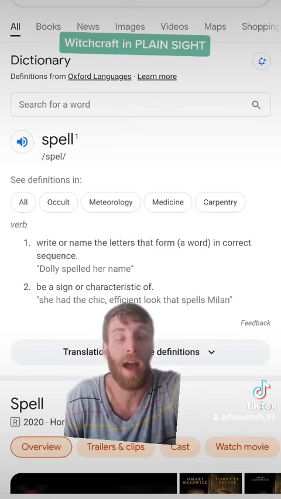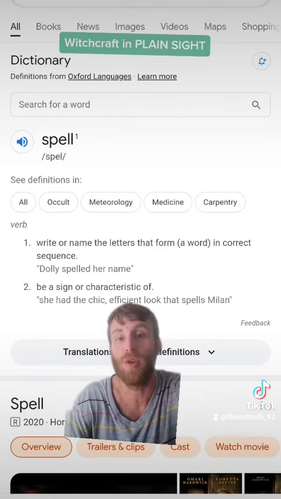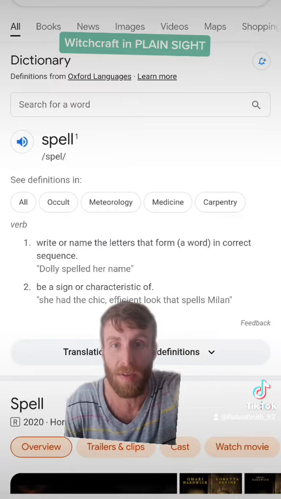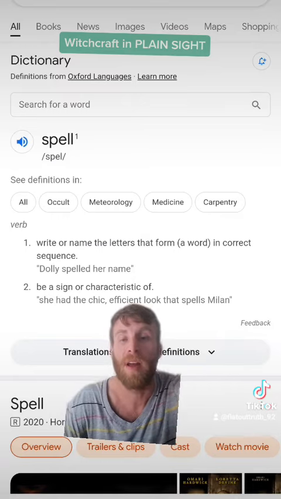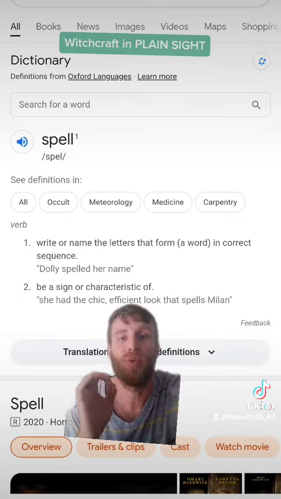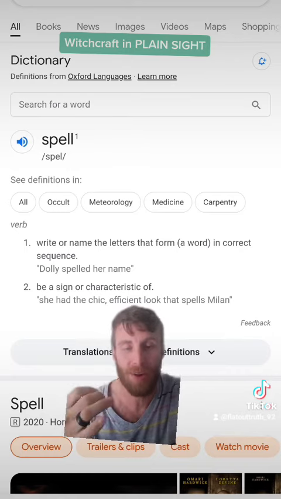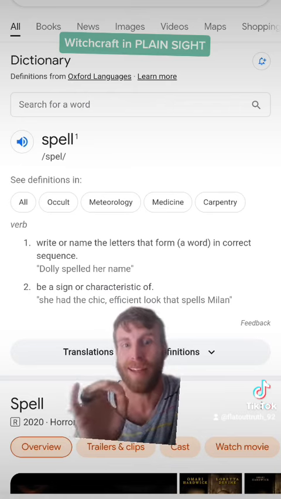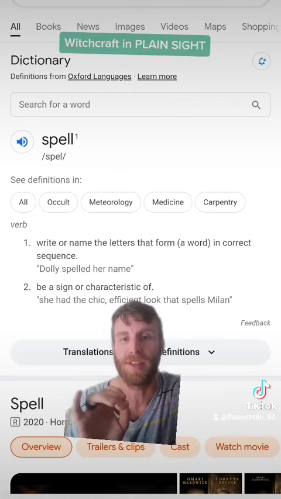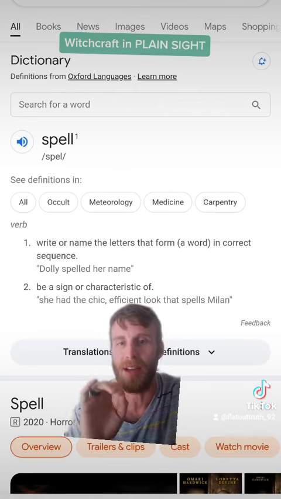If you don't believe me, I had brought up the final slide to show you the word spell of itself. Being a verb, the first definition is to write or name the letters that literally form a word in correct sequence, such as I have been spelling the entirety of this conversation through this particular TikTok.